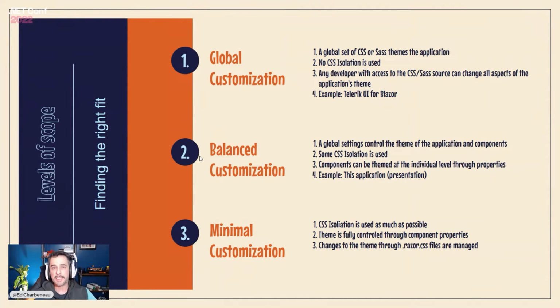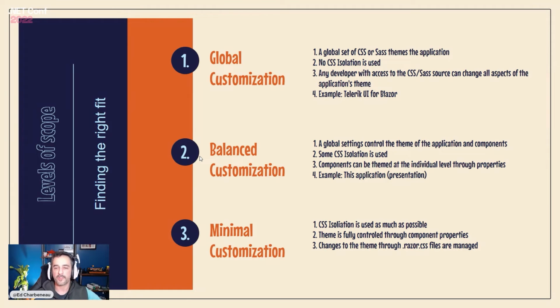We can go completely global customization. So we could write everything using CSS and Sass and completely ignore CSS isolation altogether. We could go to the other end of the spectrum and do minimal customization and put nearly everything that's possible to put in CSS isolation in CSS isolation. So this is a theme that is fully controlled by the components themselves. And if you want to edit that theme in any way, you're going to have to go touch razor.css files. That's a bit rigid for me.